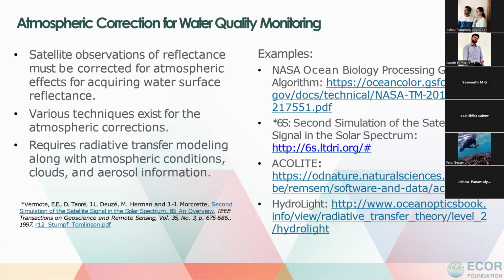So there are several models like 6S, ACOLITE, NASA BG, and Hydrolight, and each has its own strengths and disadvantages, but still, these are all the existing models of atmospheric correction for water quality parameters.